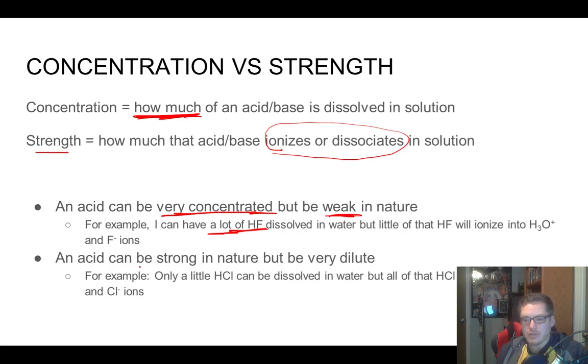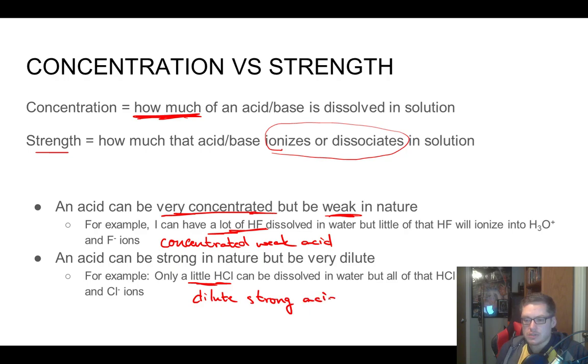And then down here you have an acid that can be strong in nature but very dilute. Dilute is the opposite of concentrated, right? And so if you have only a little bit of HCl dissolved in your water, that HCl would be dilute because there's not very much of it dissolved, but all of that HCl would be dissociated, so therefore it would be a strong acid. So this guy up here, we would classify this situation as a concentrated weak acid, and this one would be a dilute strong acid.